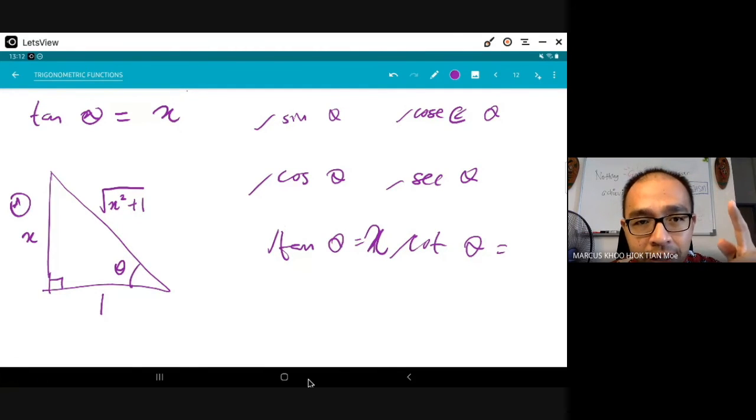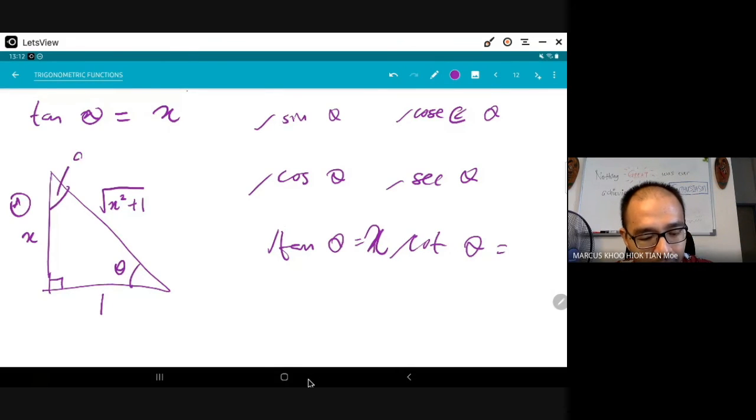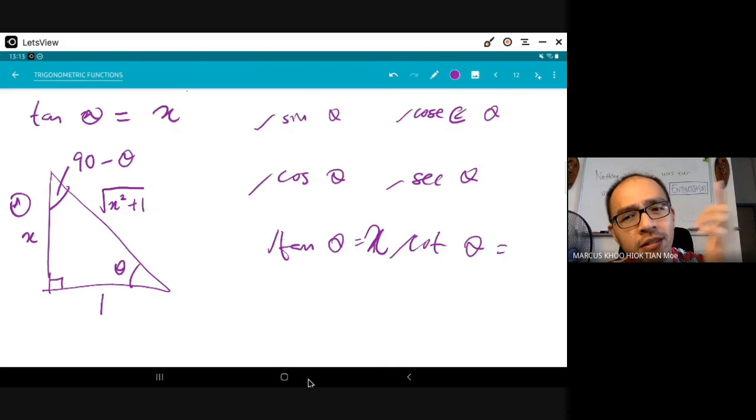Building the triangle, finding the other 5 values, and finding another 6 values on top of it, which is this 90 minus theta. You must be able to do this. I stress this because if you don't do this, the rest of the chapter is very difficult. This is the easiest thing that anybody can do, provided you understand Pythagoras theorem. And of course you remember the SOH CAH TOA lah.